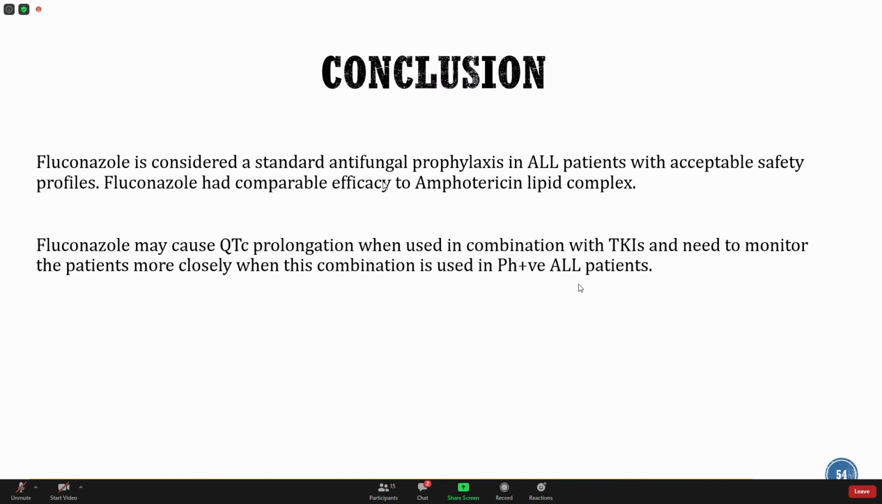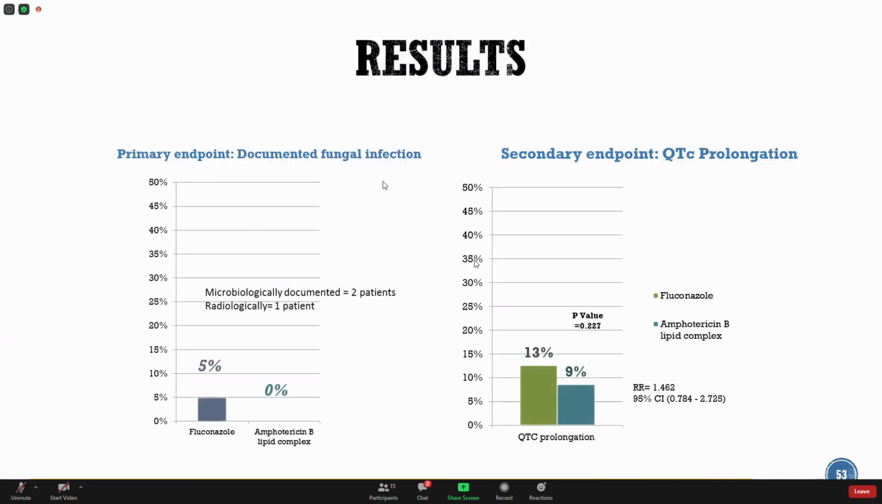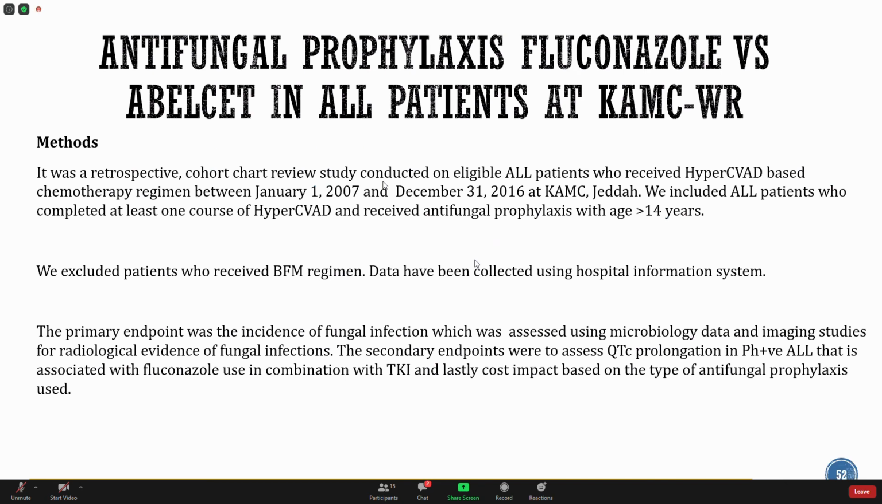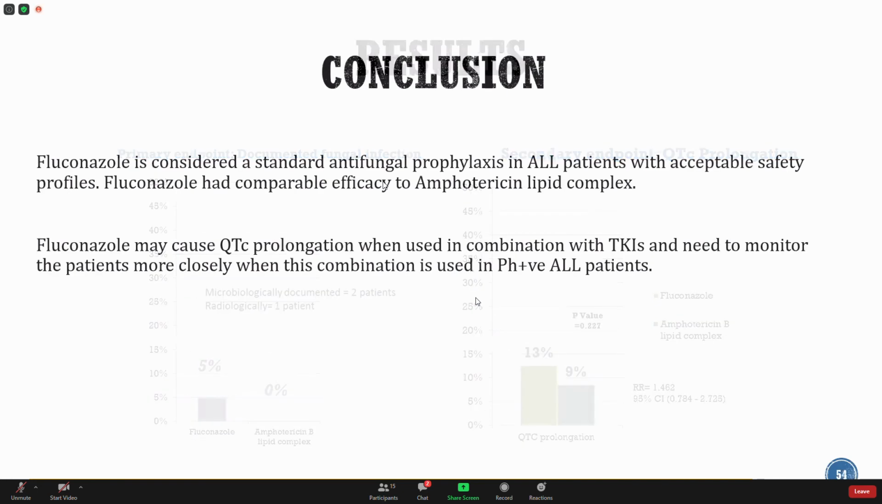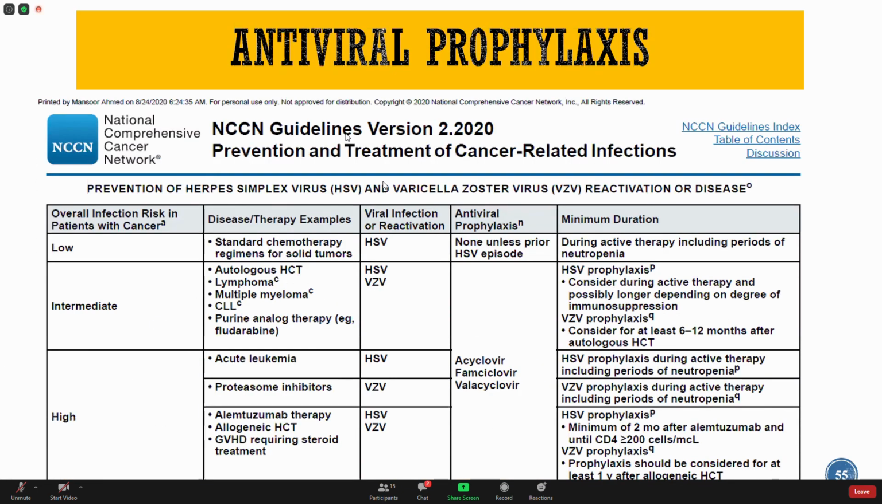This abstract was published in one of the journals, I forgot the name of the journal, and has been accepted for publication in Annals of Pharmacology and Pharmaceutics. Okay, so we move to the last part, which is the antiviral prophylaxis.